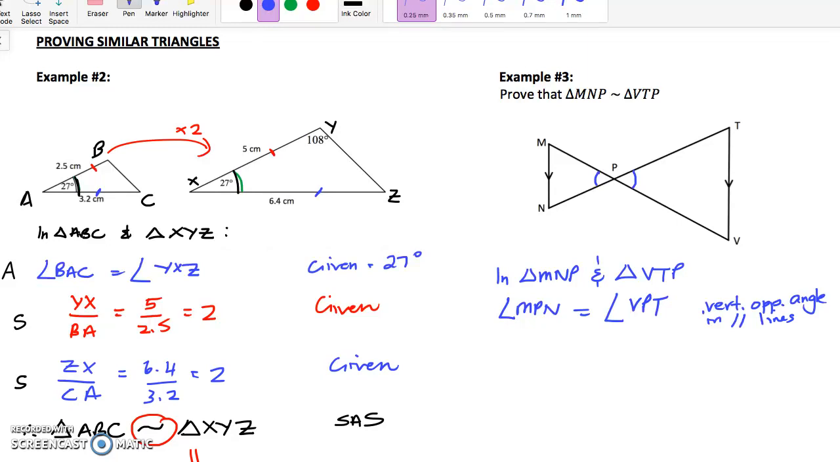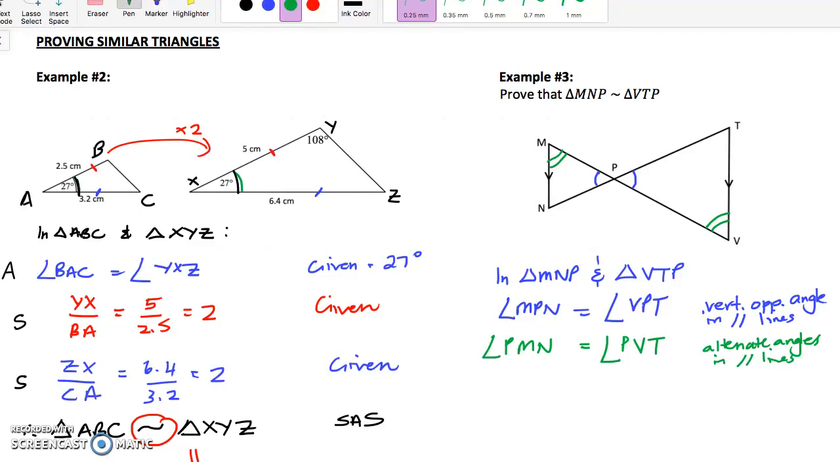and I can clearly see I've also got some alternate angles. I'm going to grab this one up the top here, and I know it's going to be alternate to this angle here. So I've got angle, I can call it PMN, is equal to angle PVT, and the reason for that is alternate angles in parallel lines.